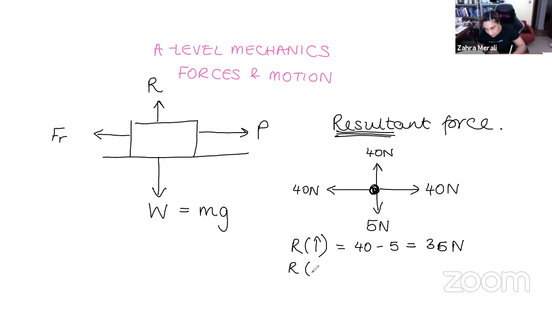Whereas if I look at it horizontally, I've got 40 take away 40, which is 0 newtons. Therefore, this particle is accelerating upwards. So actually, the resultant force is 35 newtons going upwards. So that's a very quick idea about what resultant forces are. Let's take one more diagram to make sure you've understood that.